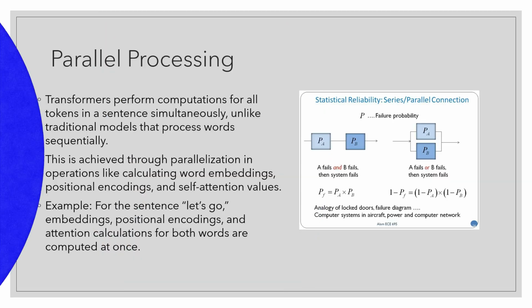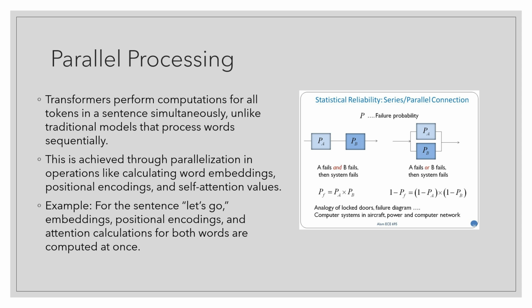And let's also think about the traditional models. The traditional models are the computers, which can only be zero or one. Quantum computers can be zero and one at the same time, which drastically improves processing power and time, and it drastically reduces the time to solve equations as well. This is achieved through parallelization in operations like calculating word embeddings, positional encodings, and self-attention values.